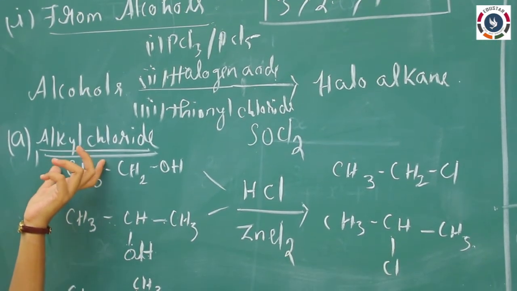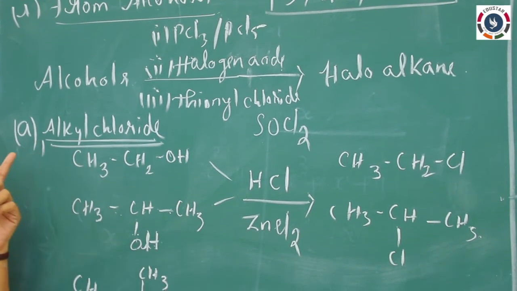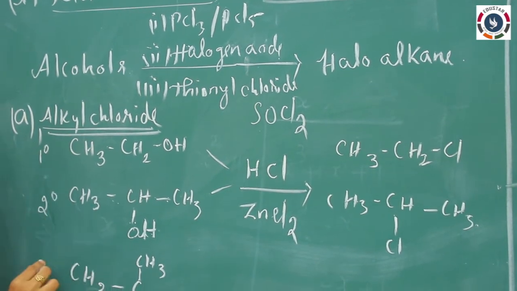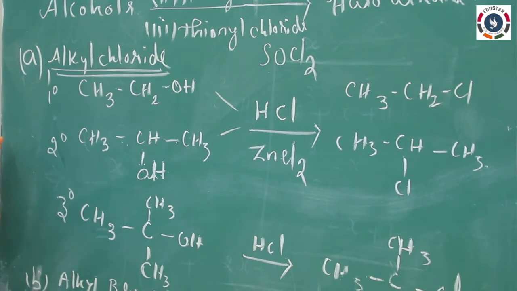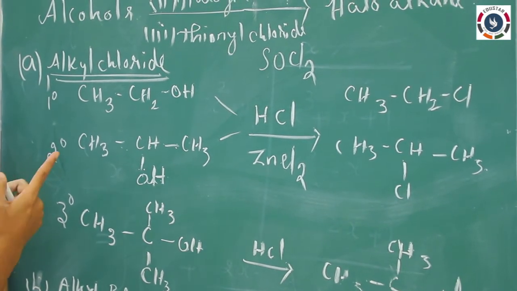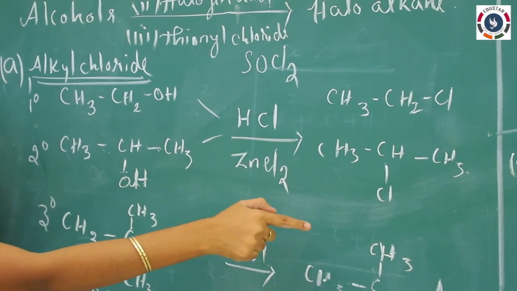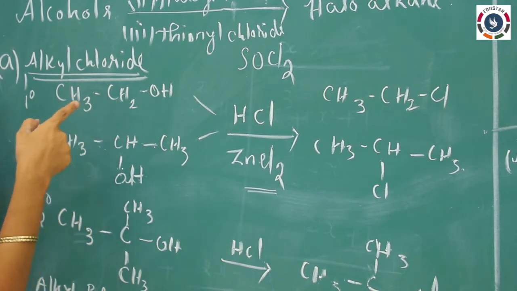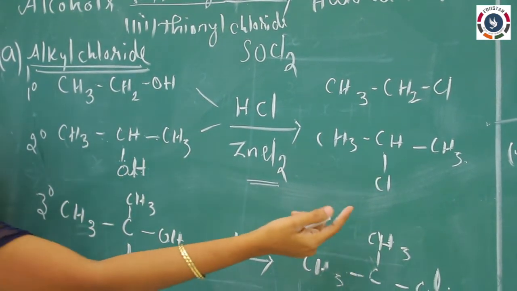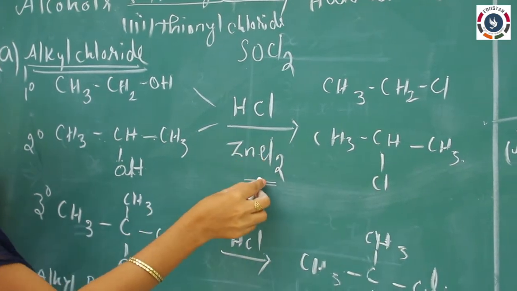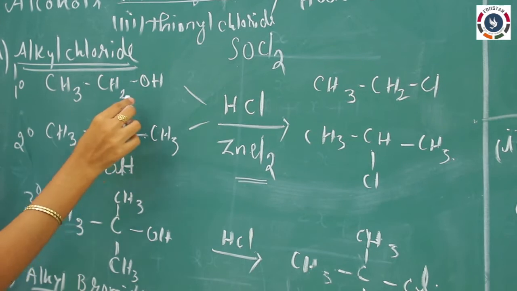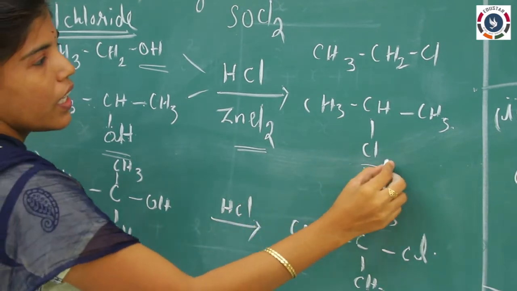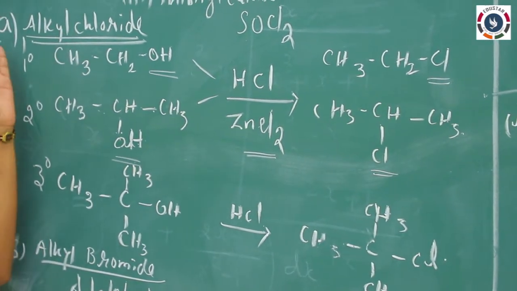Let us start with alkyl chloride. In case of alkyl chloride, there are 3 alcohols, right? That is primary alcohol, secondary alcohol and tertiary alcohol. All the things we have seen in the previous part. In the primary alcohol, for preparing alkyl chloride, we have to add a catalyst, that is zinc chloride. For primary alcohol and secondary alcohol, to manufacture alkyl chloride, we have to add zinc chloride along with the HCl, so that this OH group will be replaced by the chloride group. This is the first reaction.